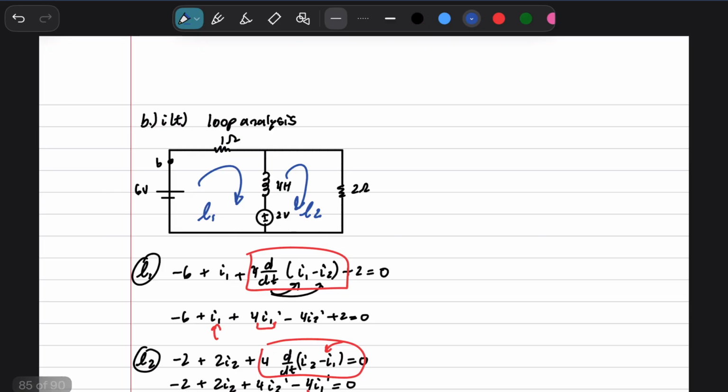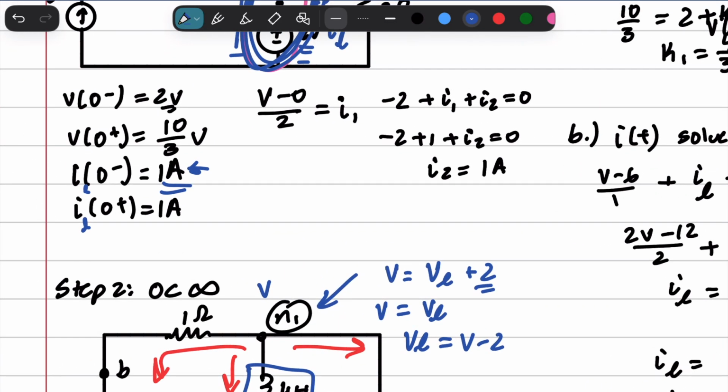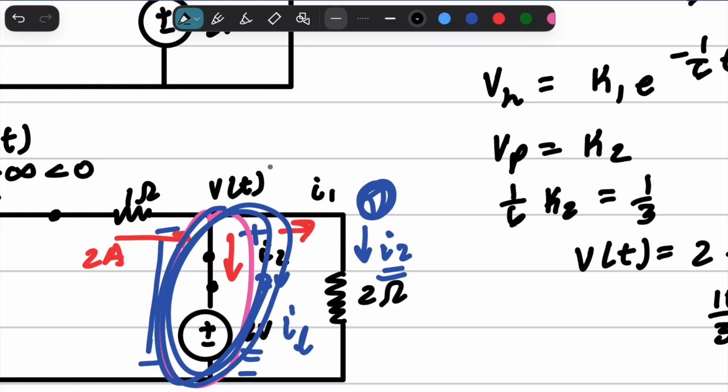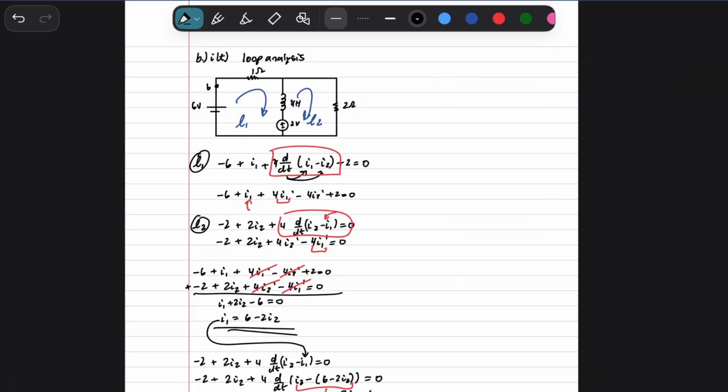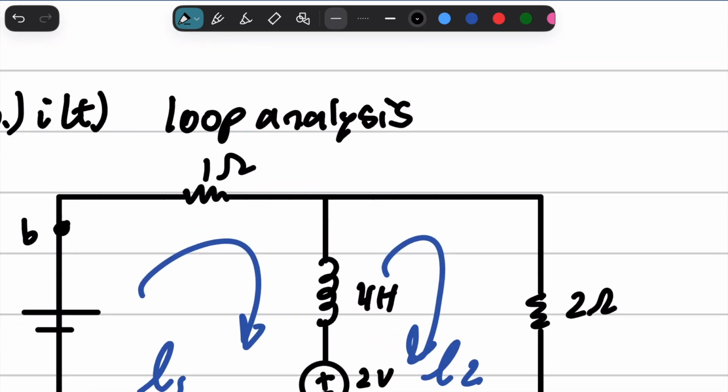So you're probably thinking, what are we going to do? We don't have an I2(0+), right? Well, don't fear. We have a V(0+) of 10/3. So we have an initial condition by which we can find it. And this is the beautiful thing about voltage, voltage is the same across.